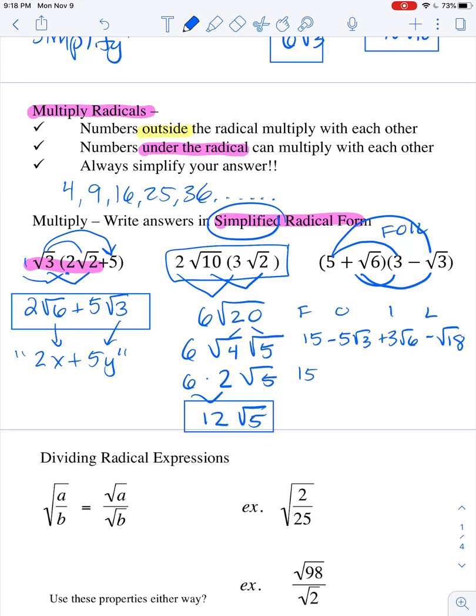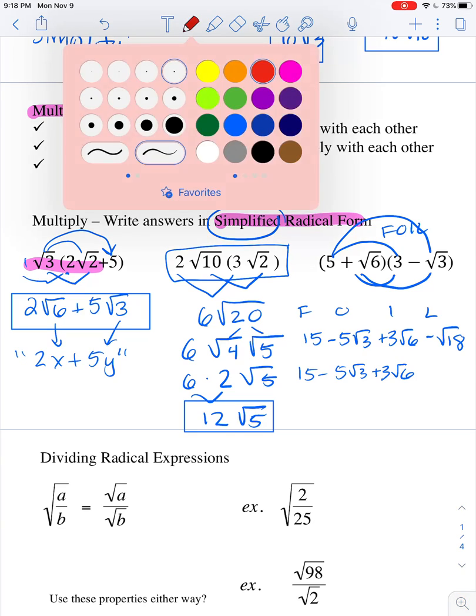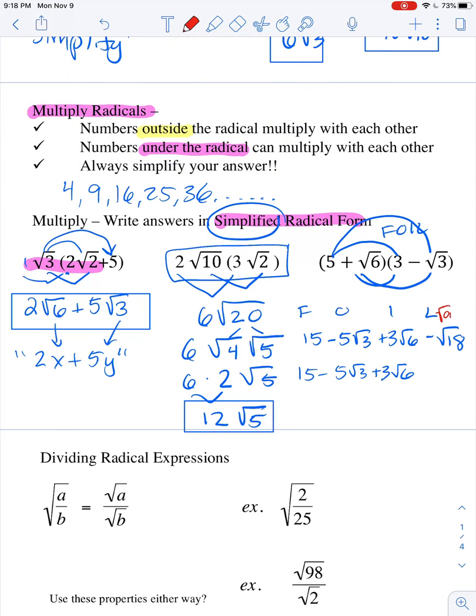Alrighty, now I have to remember to simplify. The 15 doesn't simplify, 5 root 3 doesn't, 3 root 6 doesn't, but this 18 at the end is going to be able to split into a 9 times 2, where 9 is the biggest perfect square that fits into it. So that's going to come out as a 3 because the square root of 9 is going to be 3. So that's going to come out as a 3 root and then this 2 that we had. And again, since none of these root 3, root 6, or root 2 are the same, I can't combine them.